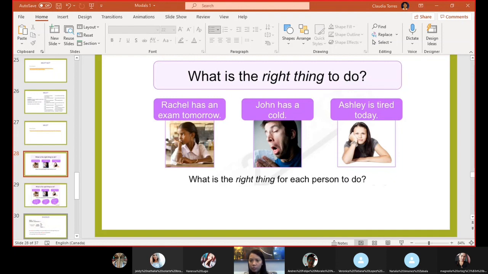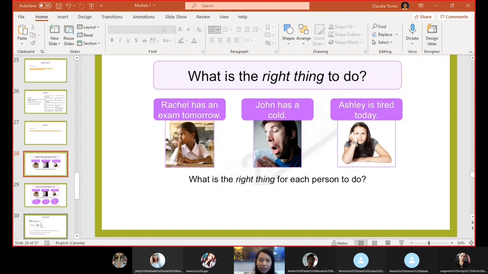Manolia says Ashley could relax by the pool. That sounds nice. Yeah, very nice. Why not? Relax by the pool. Heidi, do you want to say anything else because you have your hand raised? No? Okay.